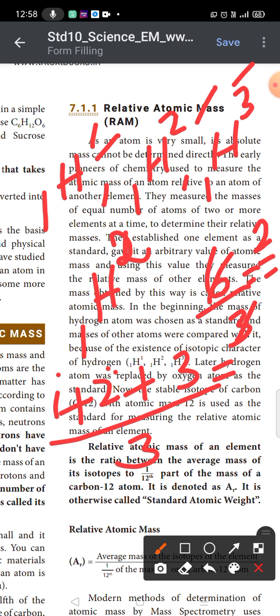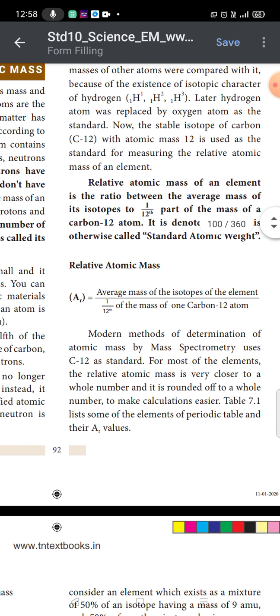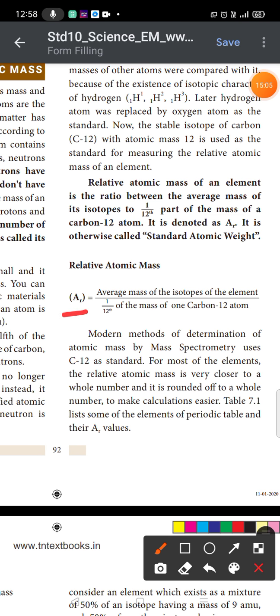But hydrogen does not have an atomic mass of 2. It has 1.008, which is the accurate value of the atomic mass of hydrogen. So what will be the definition? Relative atomic mass is equal to the average mass of the isotopes of the element divided by 1/12 of the mass of one carbon-12 atom. Modern methods of determination of atomic mass by mass spectrometry use carbon-12 as standard.